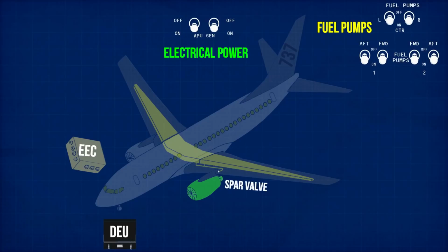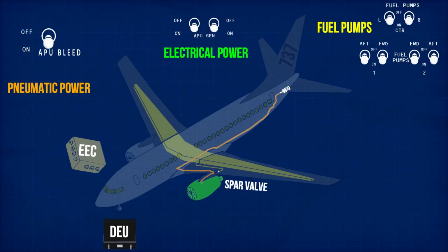In order to crank the engine, pneumatic power is required. Three sources of pneumatic power can be used: by connecting an external jet starter unit, from the other engine if it's running, or from the APU, which is the standard practice.